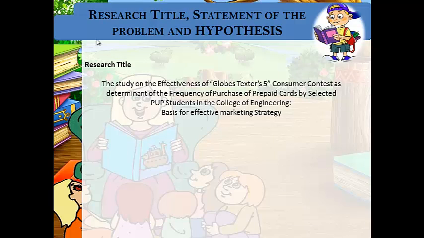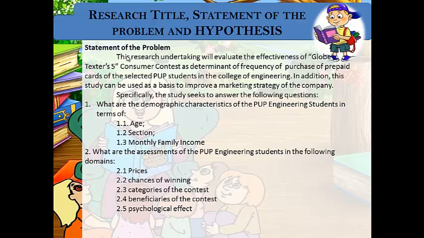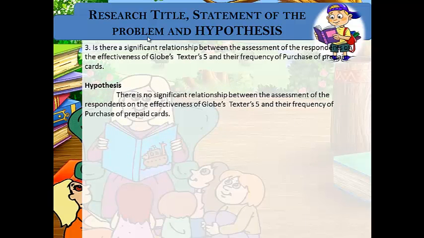So from the beginning, these are the examples of a research title, statement of the problem, and hypothesis. The research title would be The Study on the Effectiveness of Globe's Texters 5 Consumer Contest as Determinant of the Frequency of Purchase of Prepaid Cards by Selected PUP Students in the College of Engineering: Basis for Effective Marketing Strategy. And these are the problems. And this is the hypothesis.